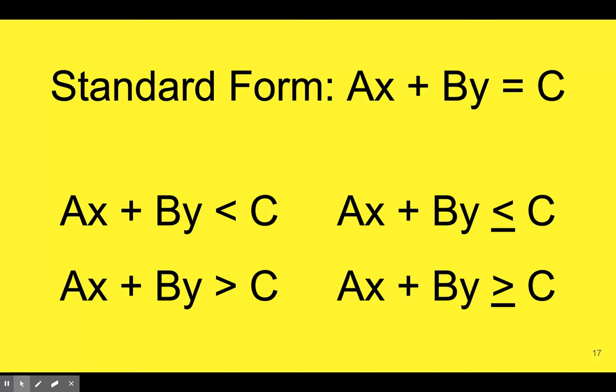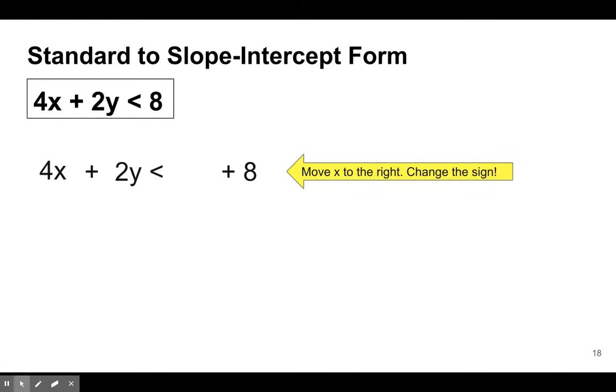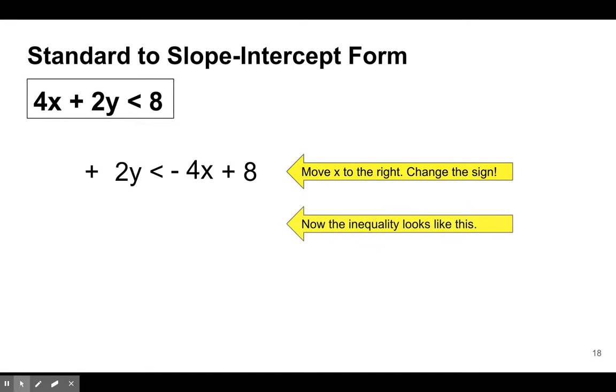The last form is standard form. Standard form is the one that we cannot graph from because it does not give us enough information. We don't have our slope and we cannot graph without it. So what we need to do is we need to convert. In order for us to convert this, we're going to change it from standard form and put it into slope-intercept form. We're going to start by moving the x to the right side of the equation. Remember, if you cross the line, change the sign, so that becomes a -4x.